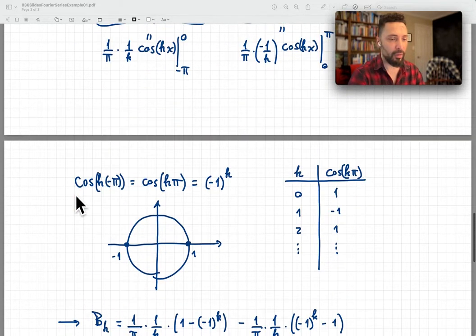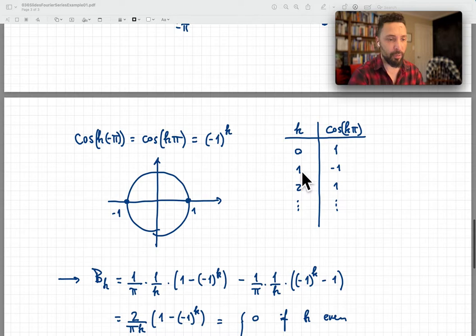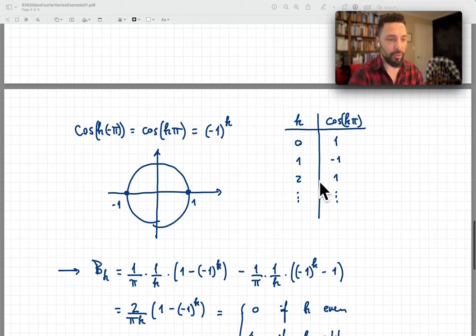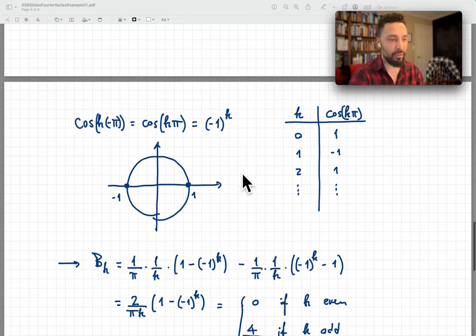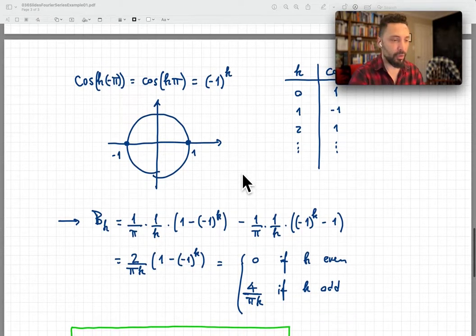So then we don't really care about this case, but we care about k equals 1, and that's -1. k equals 2 is 1, and so on and so forth. And so we get exactly that this is (-1)^k. So for k even, the result is 1, and for k odd it is -1. And so let's go ahead and write that down.